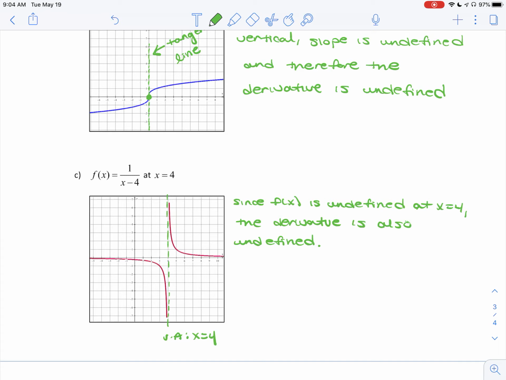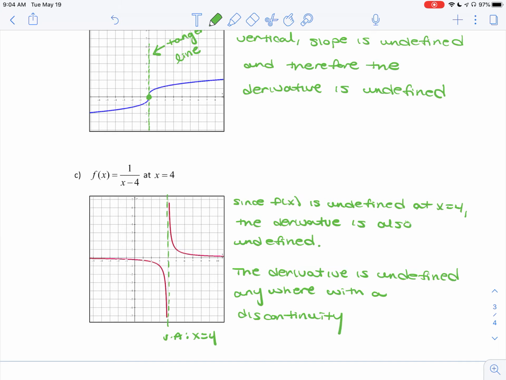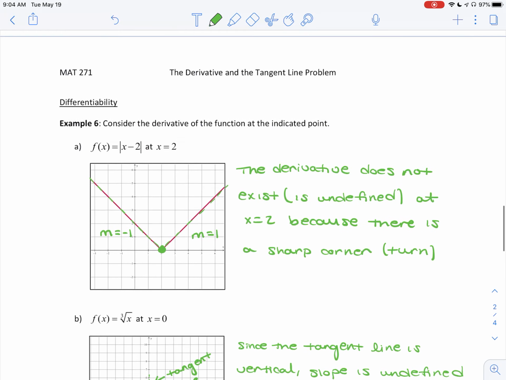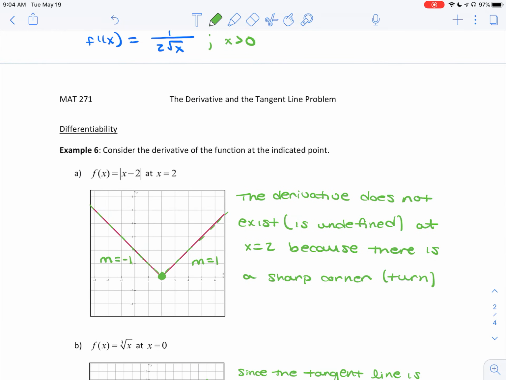So the rule here is that the derivative is undefined anywhere where there is a discontinuity in the graph. The derivative is undefined anywhere with a discontinuity. Okay, so these are all of our examples of issues with differentiability.